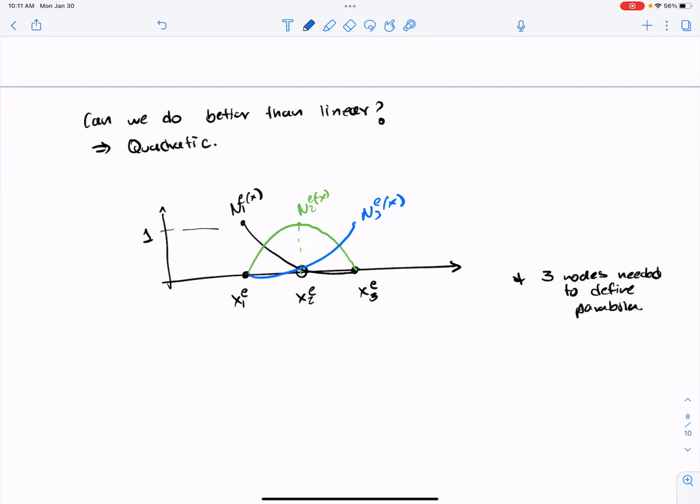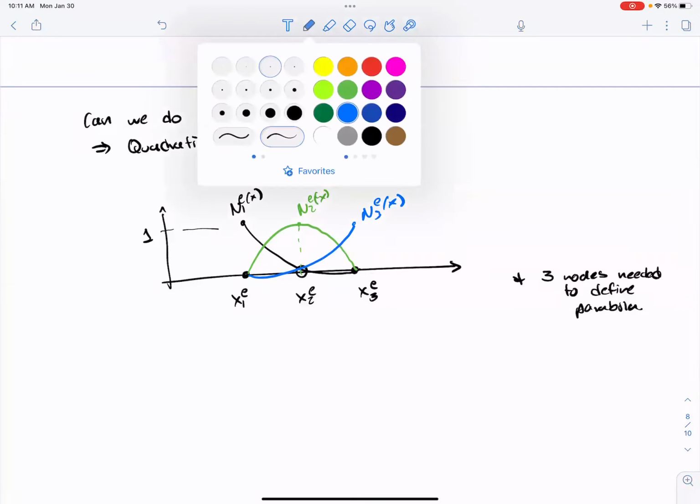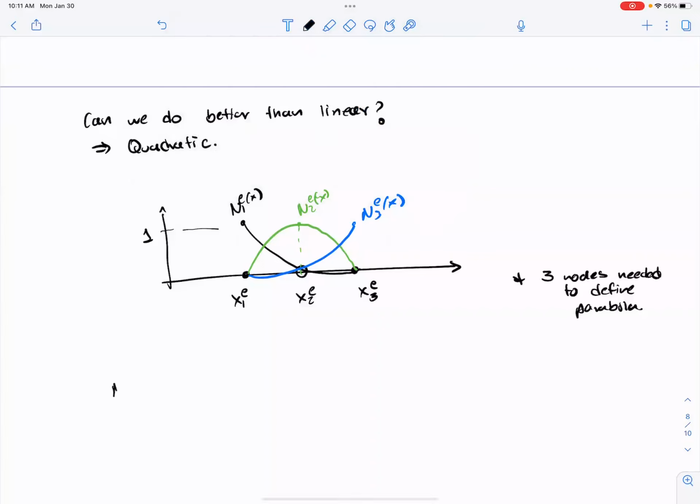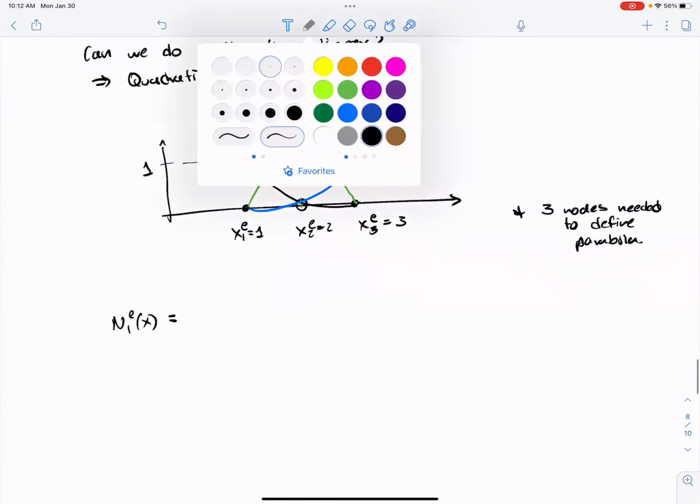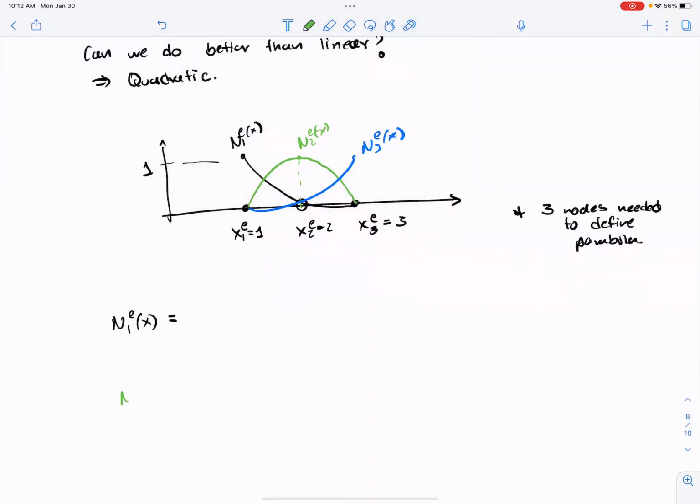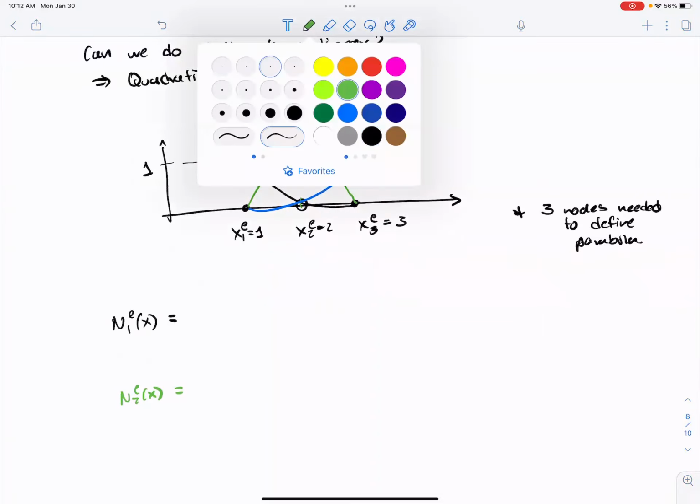I'll give you maybe a couple of minutes to try to write what N1, N2, and N3 should look like. What is the equation for N1? I can give you the values, but it doesn't matter. You can define it for arbitrary, let's say this is 1, this is 2, and this is 3, but you should be able to define it for any x1, x2, x3. You can talk to each other. What should this look like?